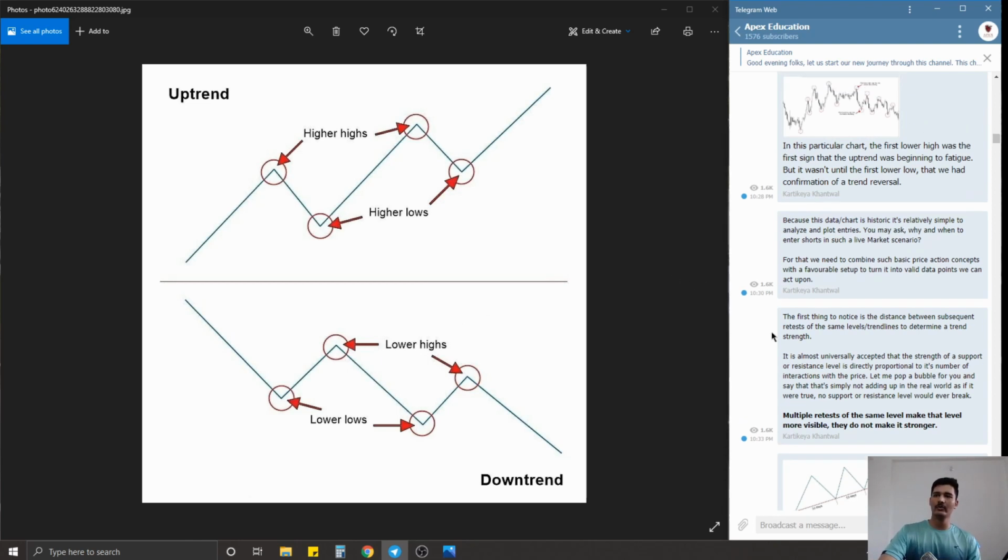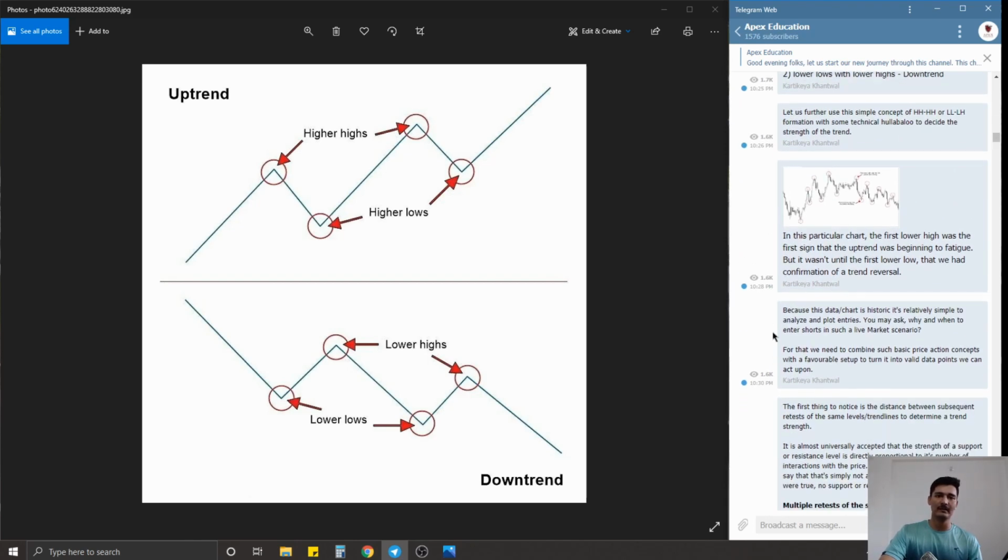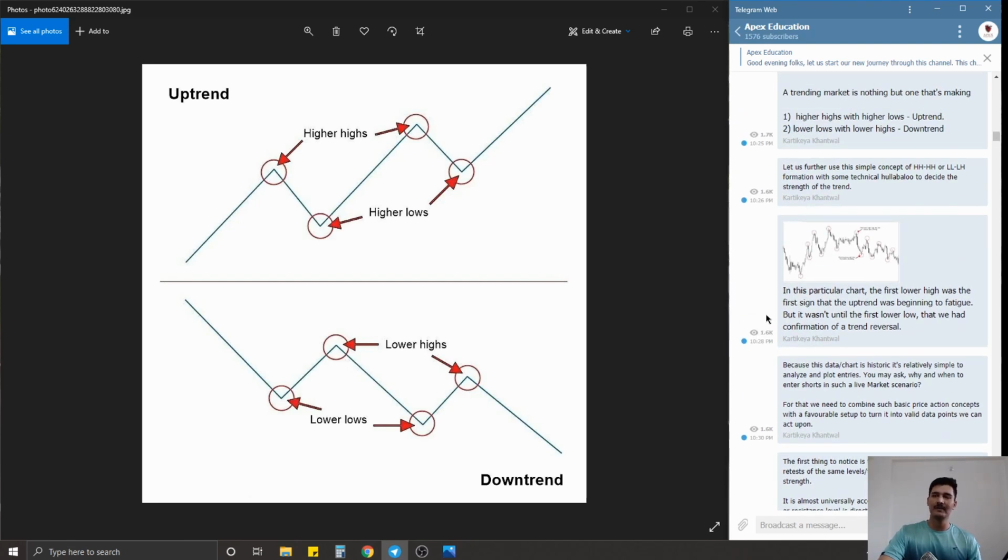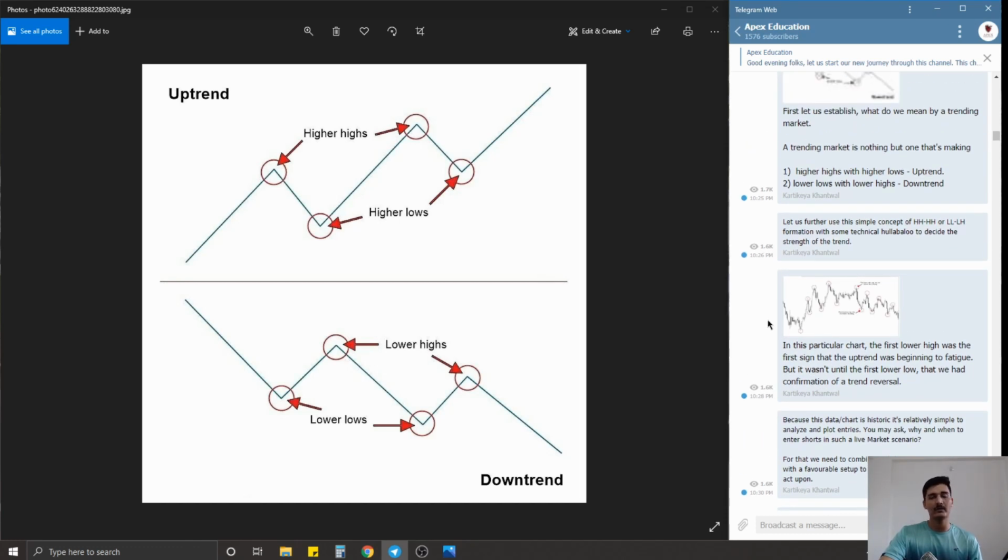There are lots of ways to perform phase analysis in the markets. As with everything in price action, phase analysis is also completely subjective. Now, we'll be discussing some key points about phase analysis, how to do that, and at the very end, we'll also be going through a chart.